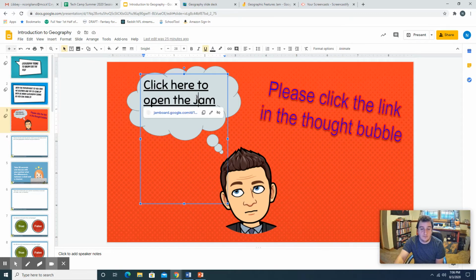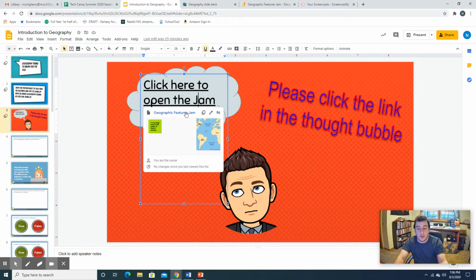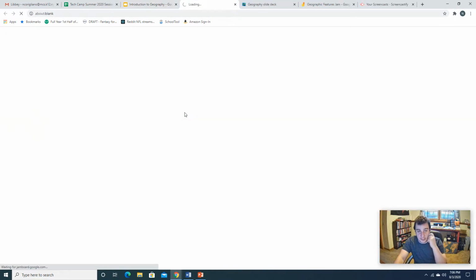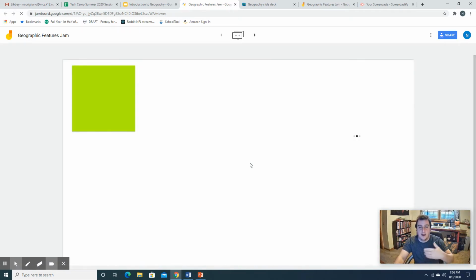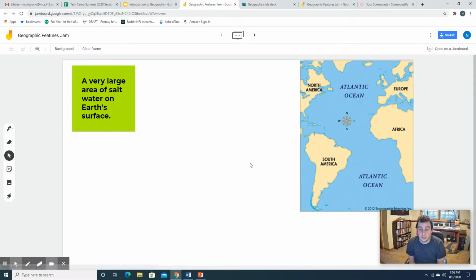And the other thing I included was a Jamboard for these geographic terms that I'm going to have them learn, figure out, and define. Pretty much my goal is to make this student centered, but there's also going to be a large part where I'm going over things with them and talking about things with them.